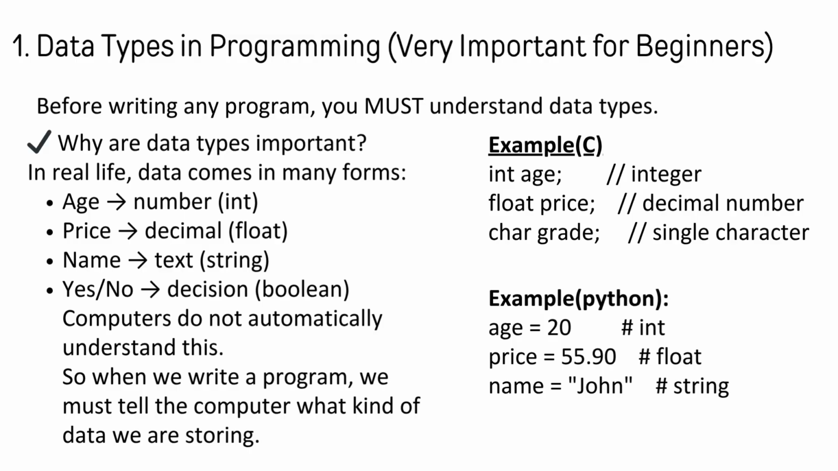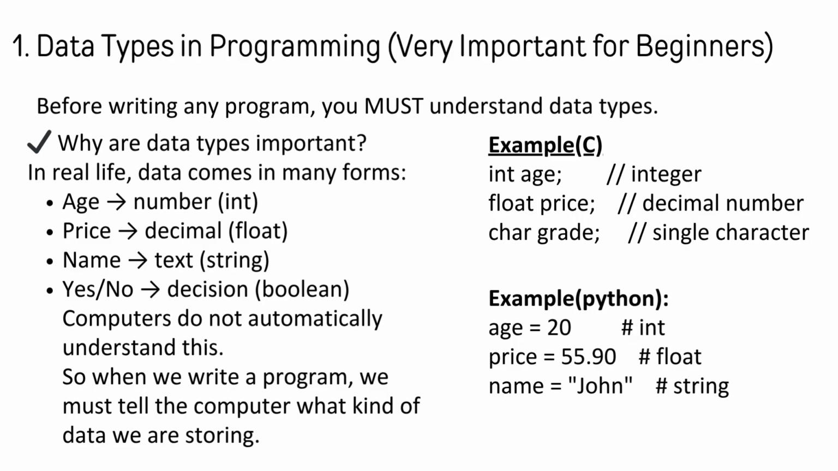Actually, why are data types important? Because in real life, data comes in many forms. It can be an integer, a floating point number, a text, or a decision only. For example, age is a number, and it will be an integer. Price is a decimal number. Name is a text, and if we want to decide anything, that is yes or no, it will be a boolean. Computers do not automatically understand this. So when we write a program, we must tell the computer what kind of data type we are using.